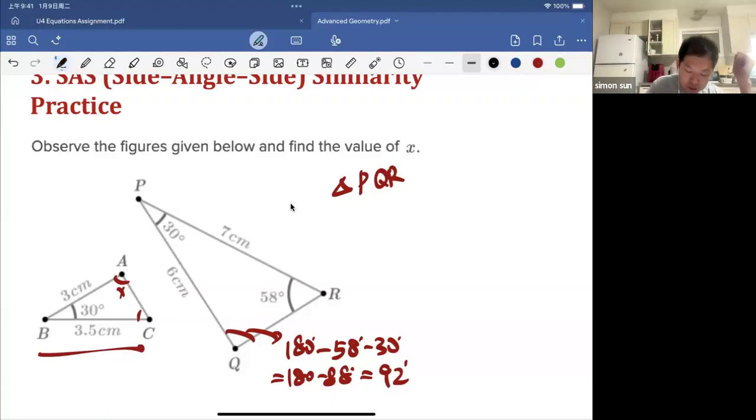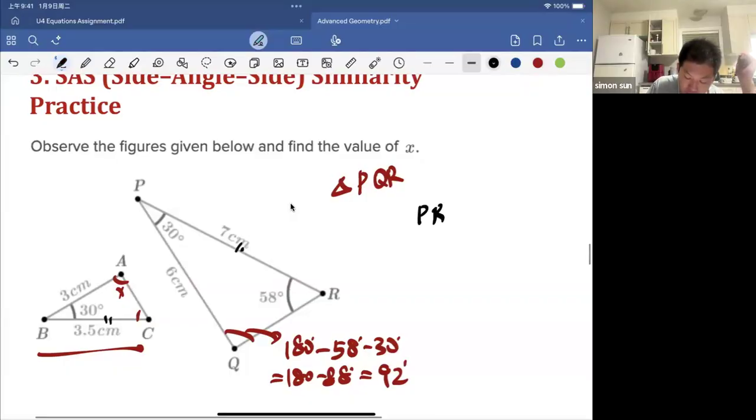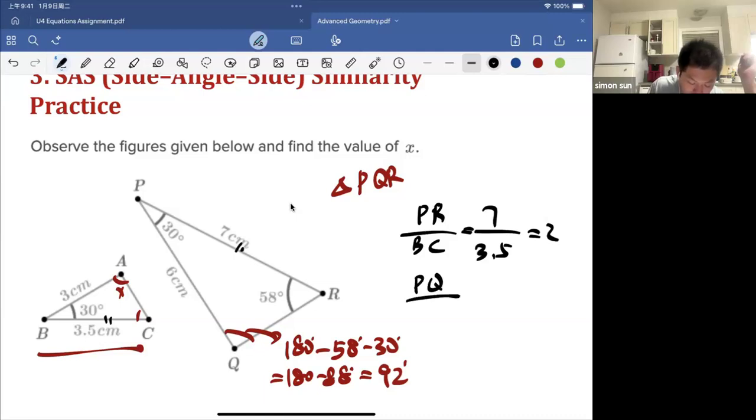Two sides are already given here. So if we do PR over BC is equal to 7 over 3.5 is equal to 2. And if we do PQ over BA, that is equal to 6 over 3 is equal to 2. Now the two corresponding side ratios are the same.